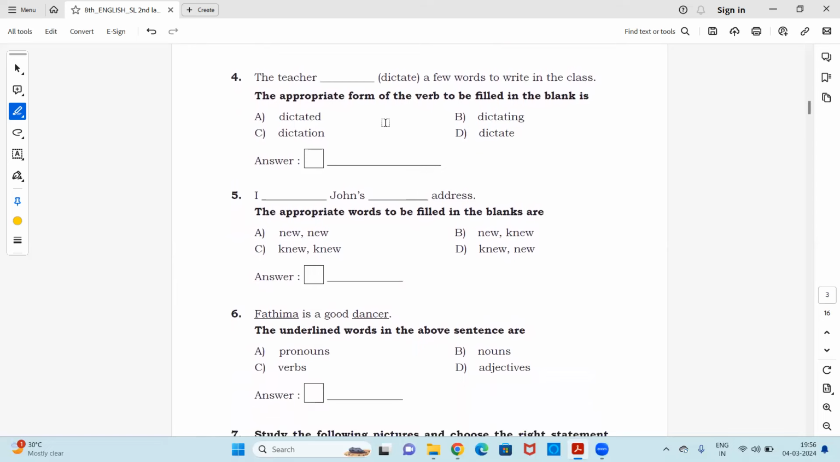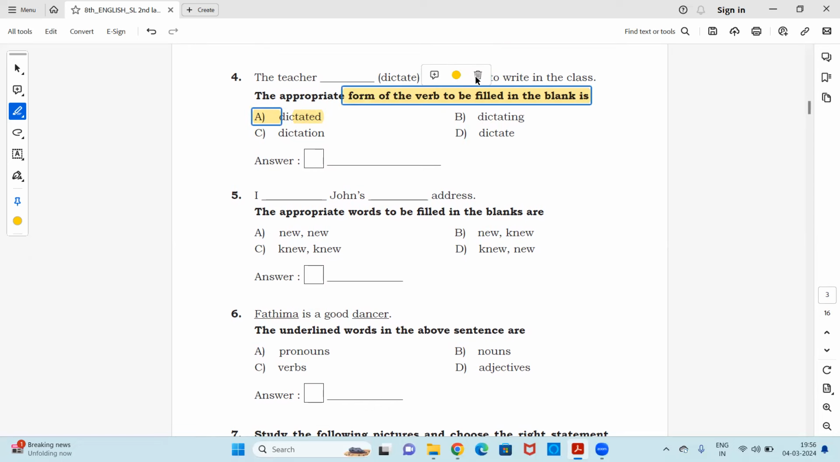Next question: the teacher dash a few words to write in the class. The appropriate form of the verb to be filled in the blank is dictated, dictating, dictation, or dictate. So this is in the past. Of course the answer will be A, dictated. So the answer is dictated.